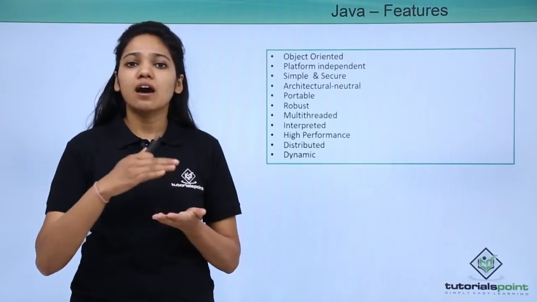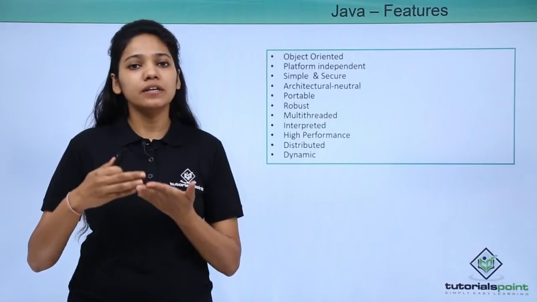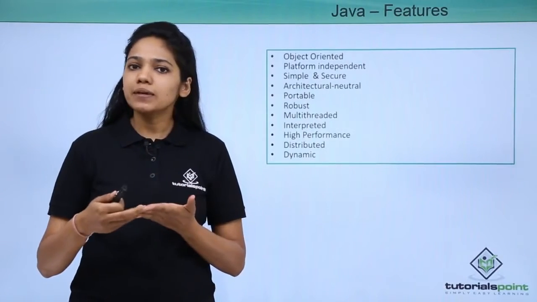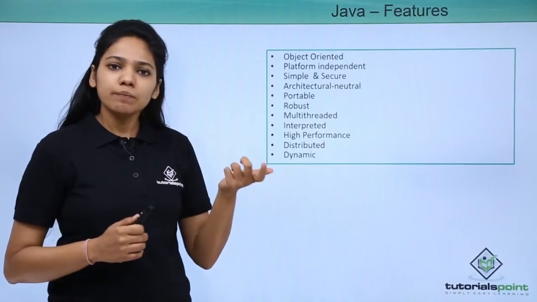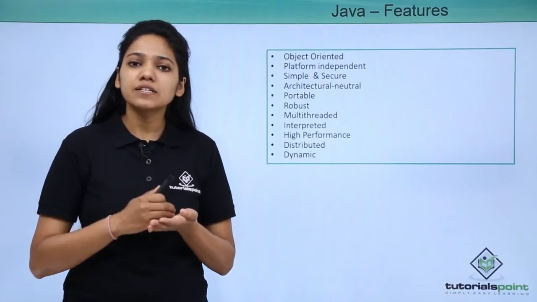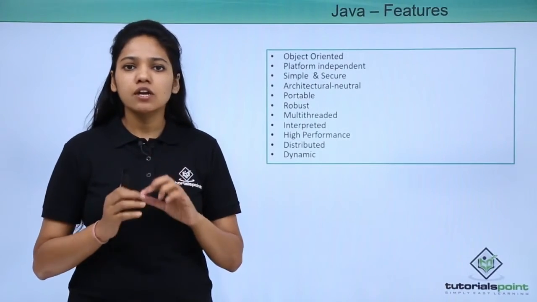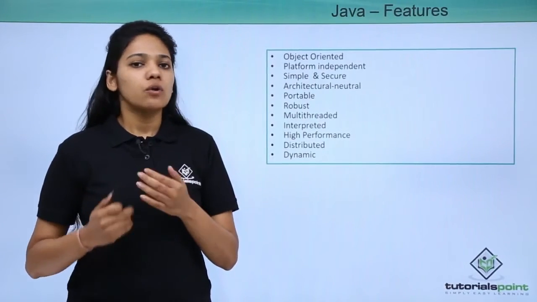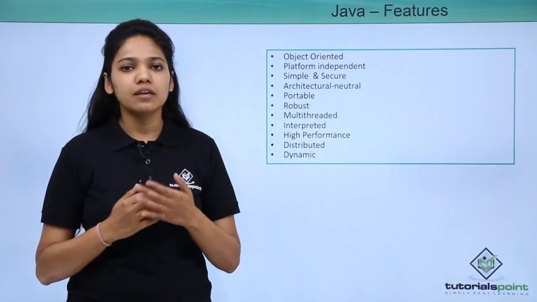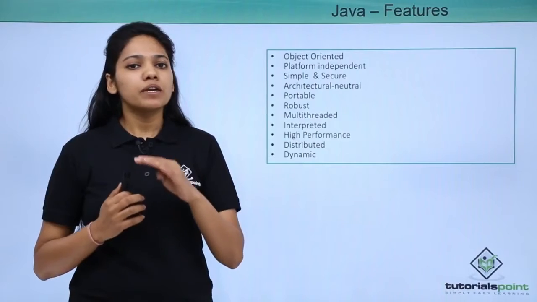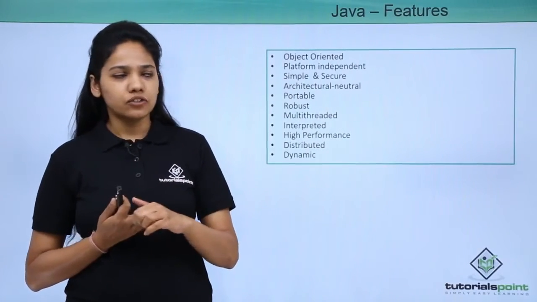The next feature is architectural neutral. Why do you say it is architectural neutral? Because there is no implementation dependency. What do you understand by this? Let us consider an example of the int type. In C++, the int type consists of 2 bytes for 32-bit architecture, 4 bytes for 64-bit architecture. Whereas in Java, there is no such implementation dependency. It occupies 4 bytes for both 32 and 64-bit architecture.